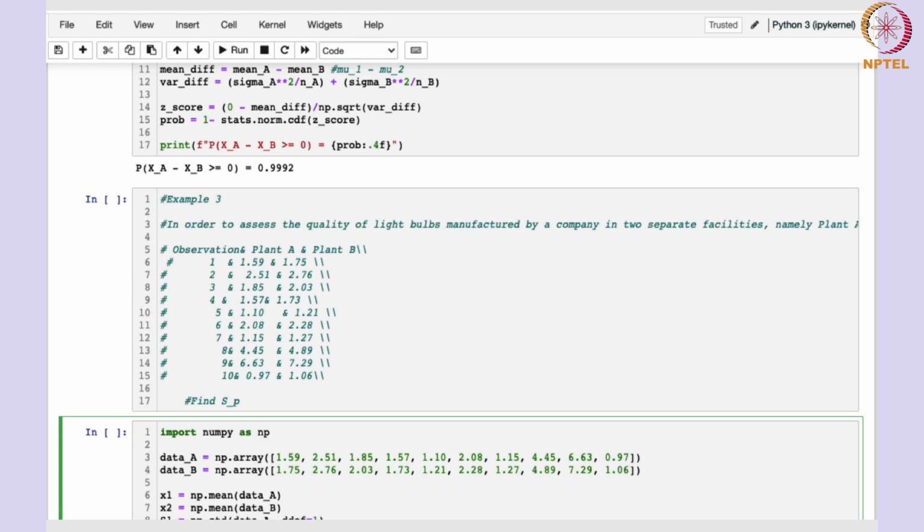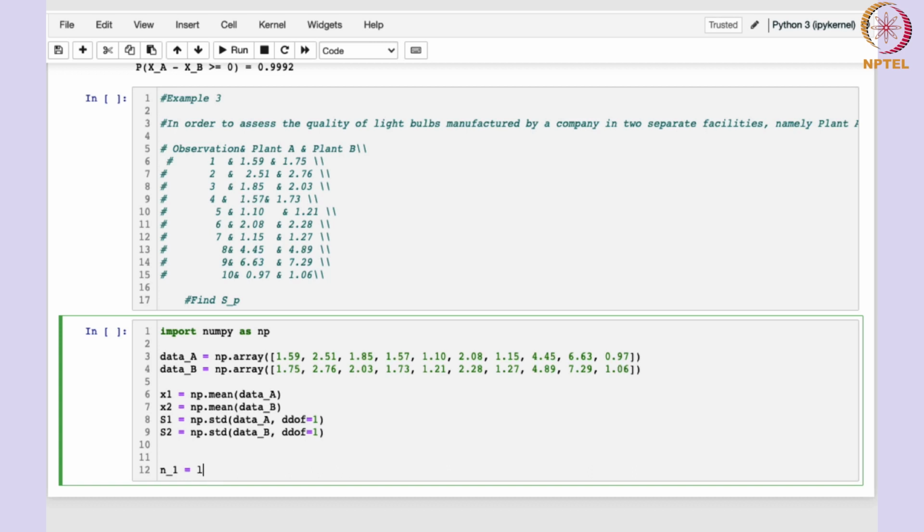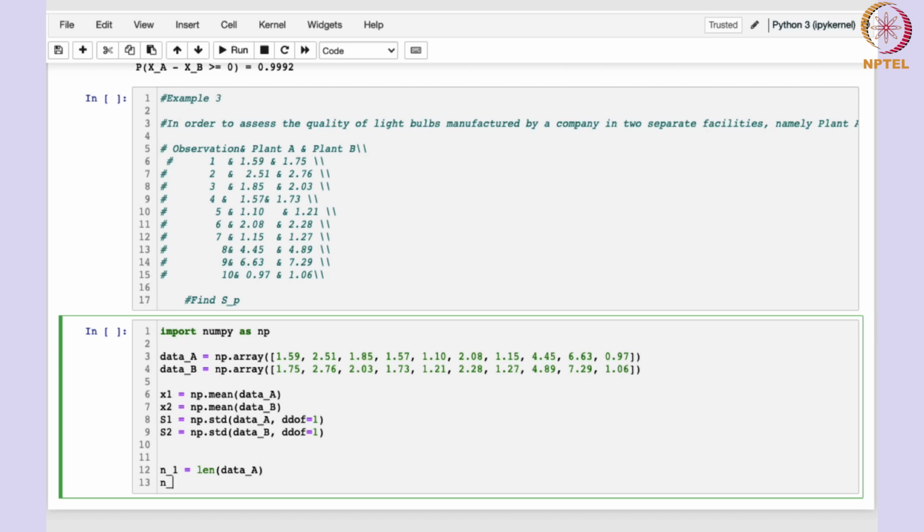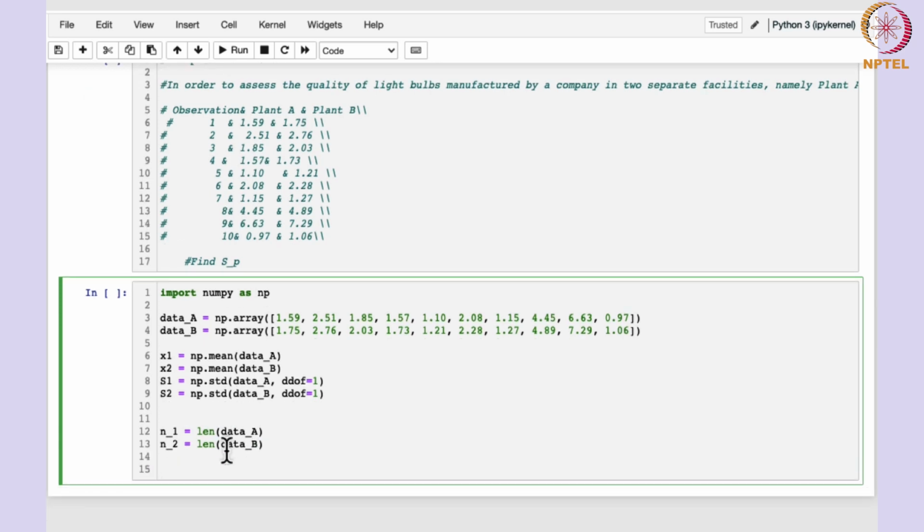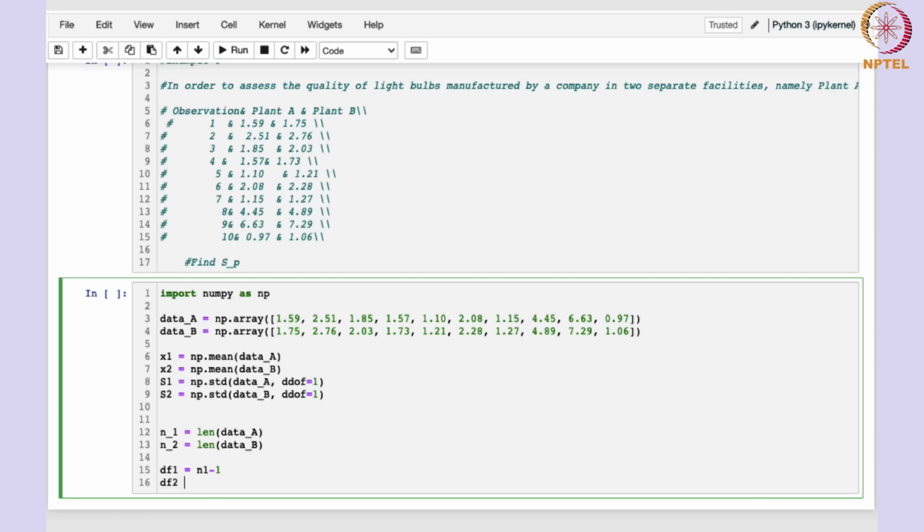Now you need to specify the sample size. Here both of them are of the same size, but we can find the length of the data in case it is a large array. So n1 is the length of data_A, and n2 would be the length of data_B. Degree of freedom would be n1 minus 1, and the degree of freedom for the second one would be n2 minus 1. The degrees of freedom and everything has been specified.